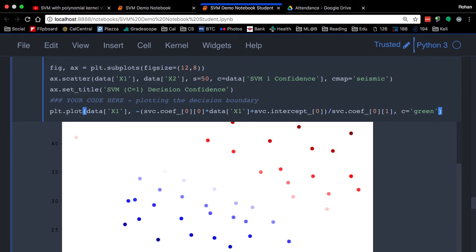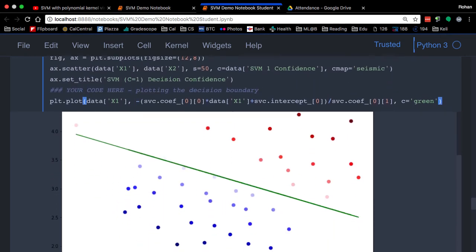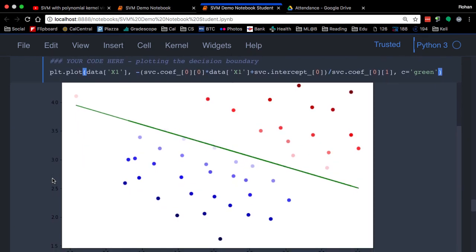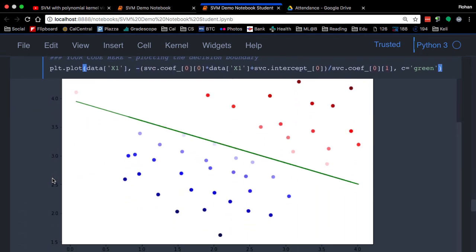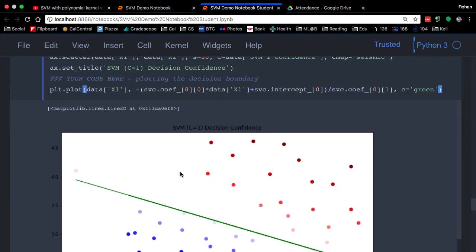So this basically comes from the equation of the line we did above. We just solved for coef 0, 1, which in this case is W2. If we plot that, this becomes our decision boundary. We can see it did a fairly good job. Okay, cool. Now let's do it for the other one as well.